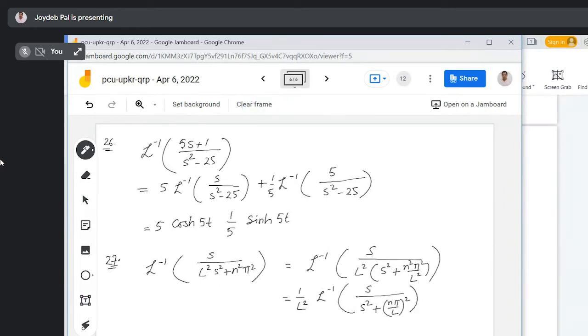What is the Laplace inverse of this term? It is s by a square plus omega square form. Cos omega t, right? So cos n pi by L t. 1 by L square cos n pi by L t.